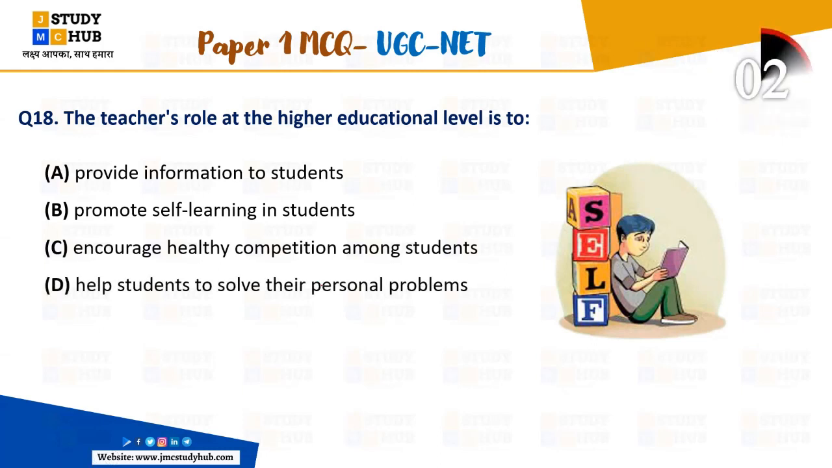Tell me quickly, and understand the question once more. In the exam, a picture would not be there, so you have to understand the question, right? Here it is about what the role of the teacher would be at the higher education level, right? So the options given are that he will provide information to the students, he will promote self-learning in the students, he will encourage healthy competition among the students, or he will help the students to solve their personal problems, right? So we will eliminate things like personal problems.